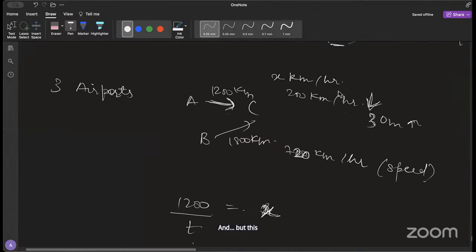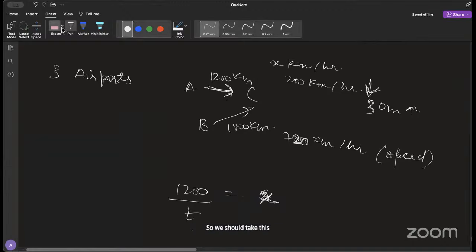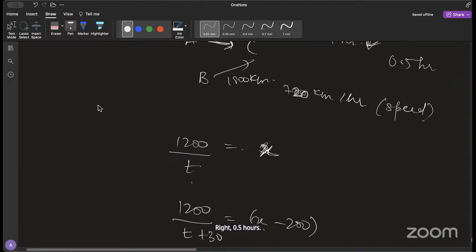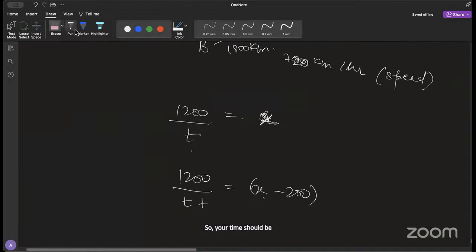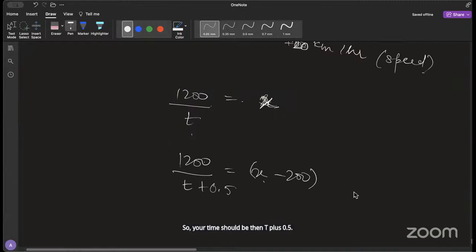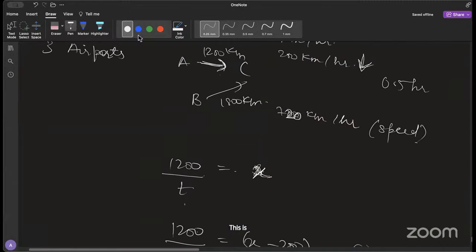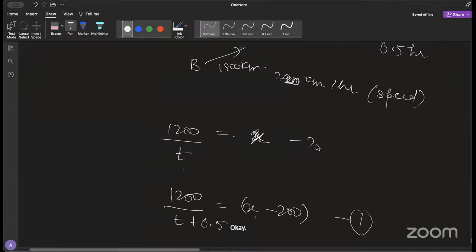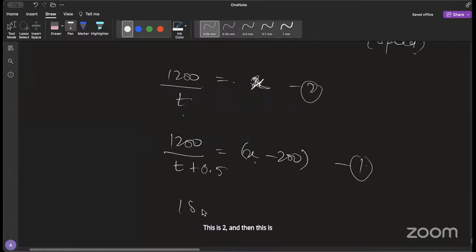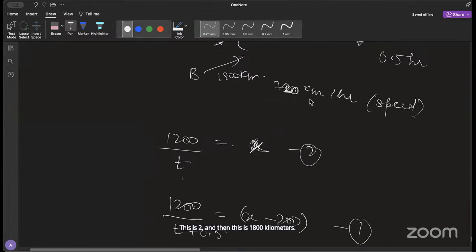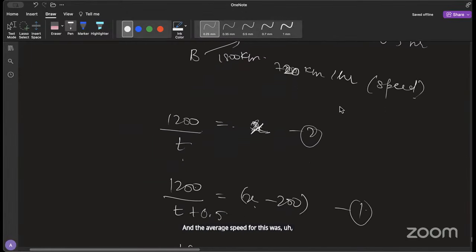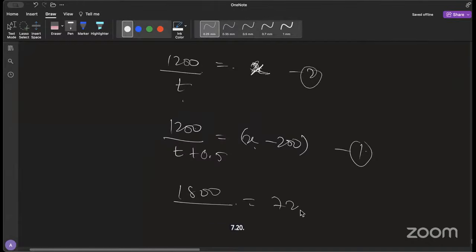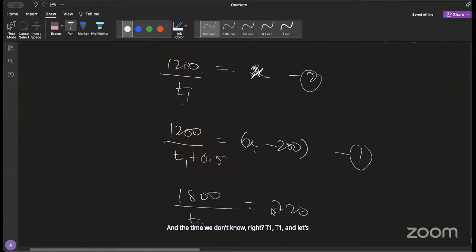But this is in per hour, right? So we should take this in hours. This should be 0.5, half an hour, right? 0.5 hour. So your time should then be T plus 0.5. This is 1. Then this is 2, and this is 1800 kilometers. The average speed for this was 720. That is there. 720. And the time we don't know, right? T1, T1. And let's take the time T2 here.